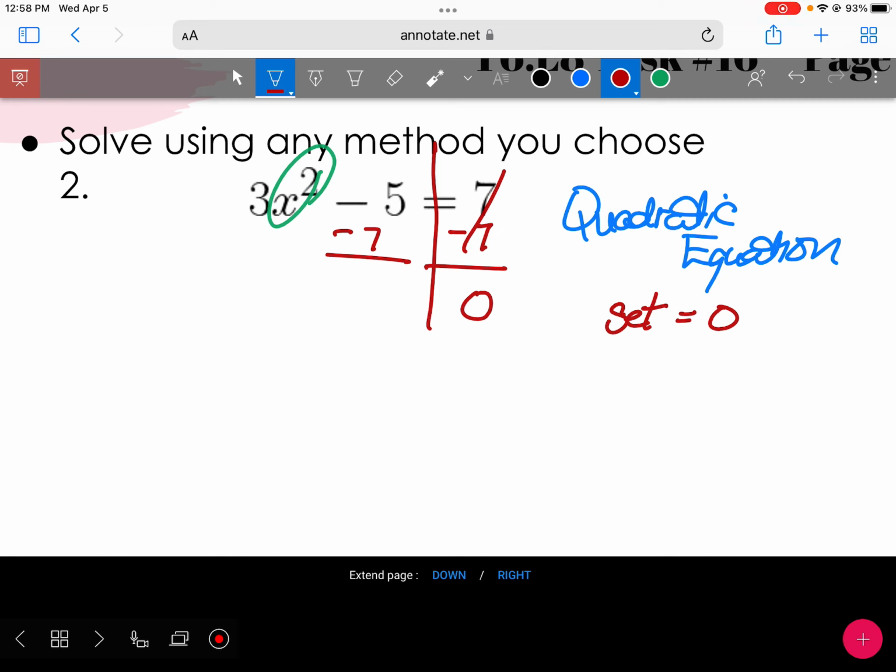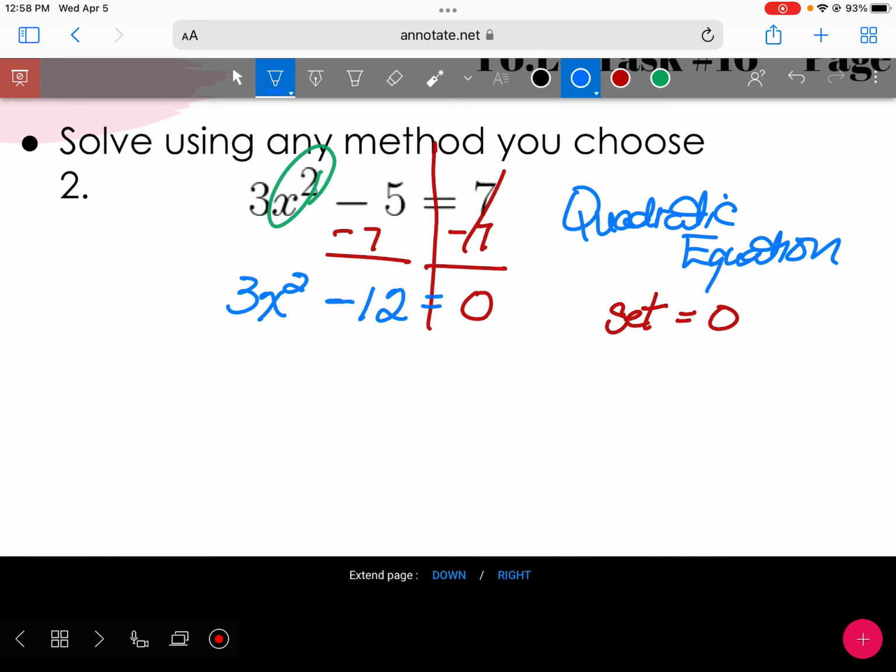And on the left, I get 3x squared. So then I have minus 5 minus 7, which gives me what? Minus 12, negative 12 equals 0. Everybody see how we set it equal to 0? Okay, now what? We're like, that is a beautiful equation. Are we done? No, we're not done.